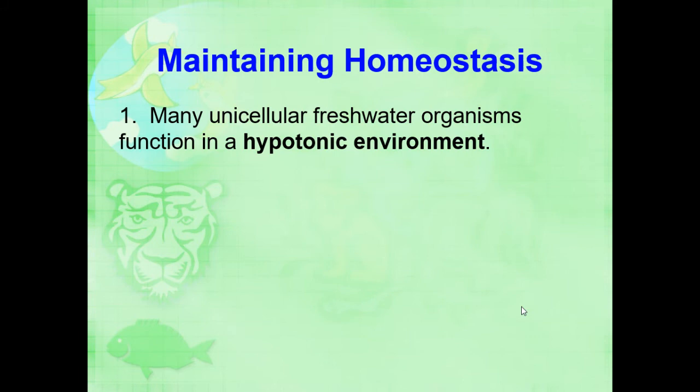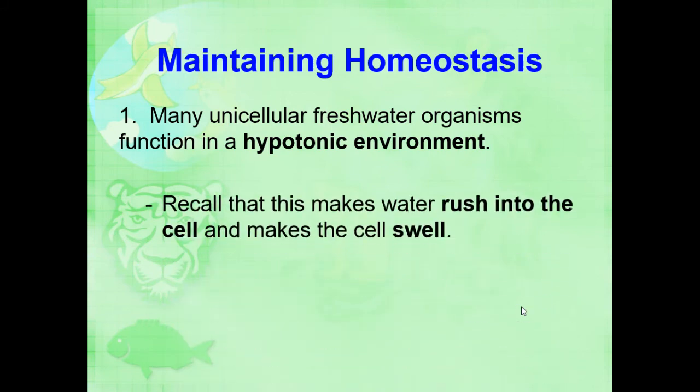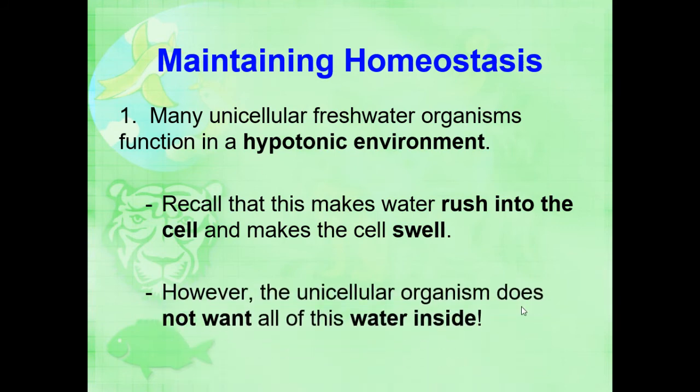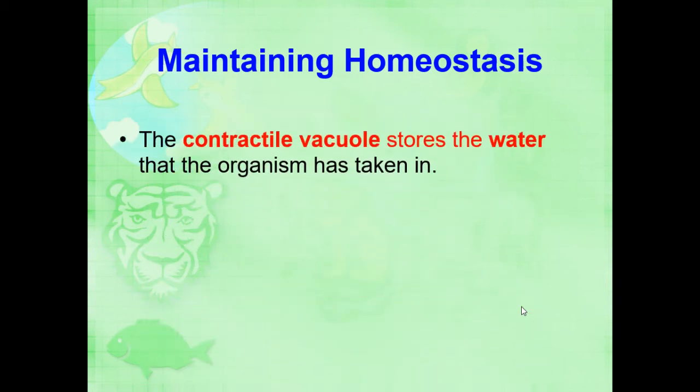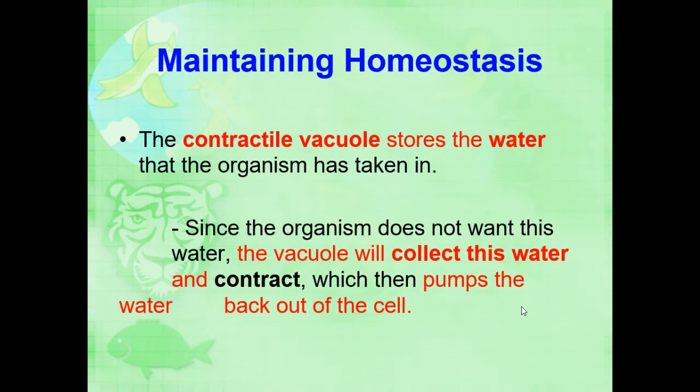Many unicellular freshwater organisms function in a hypotonic environment. So remember, this is going to make water rush into the cell. Think about a hippo that's getting bigger. However, the unicellular organism does not want all this water inside of itself. So that's like an amoeba. They have these little contractile vacuoles which are going to store the water that the organism's taken in.